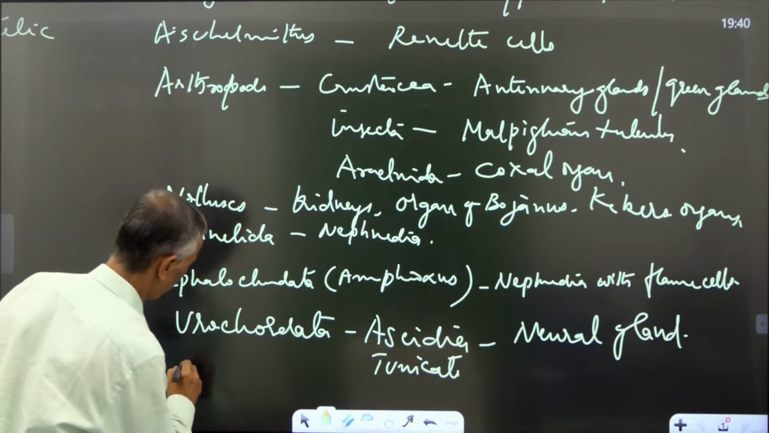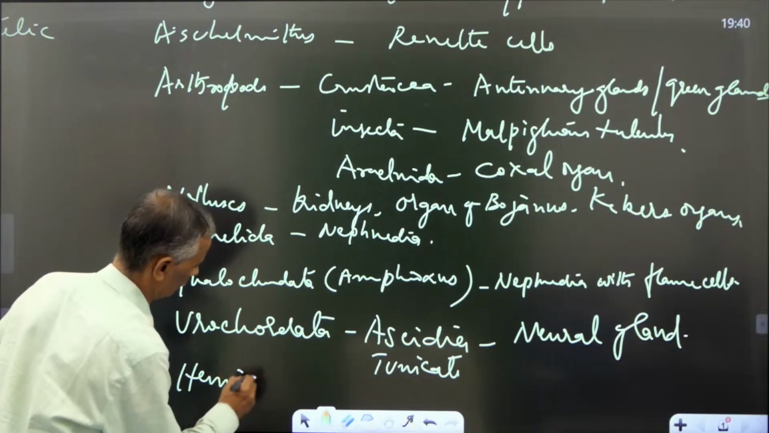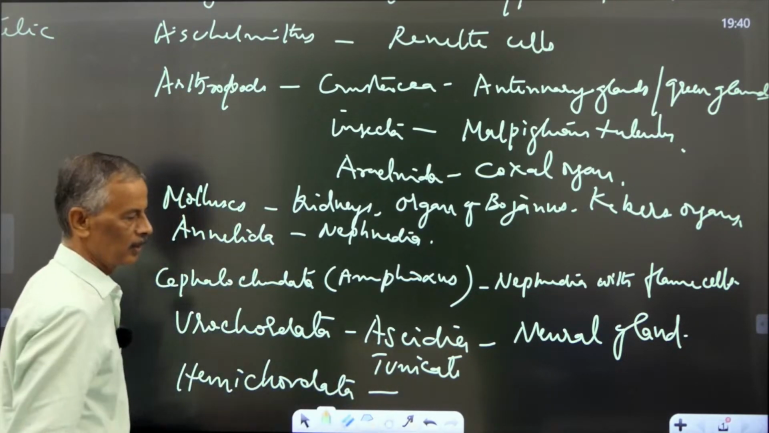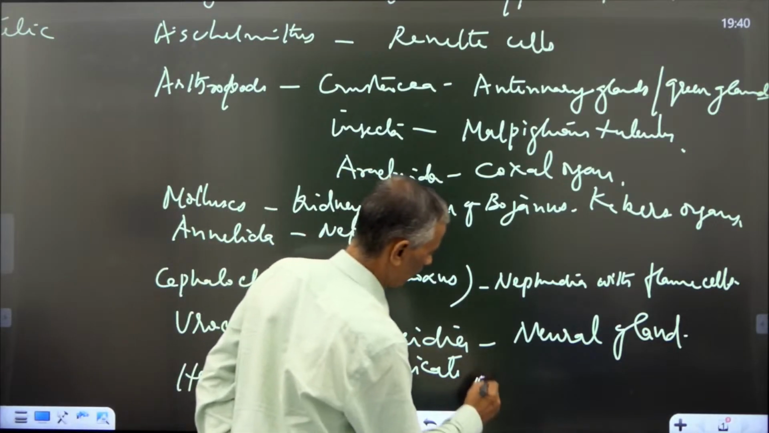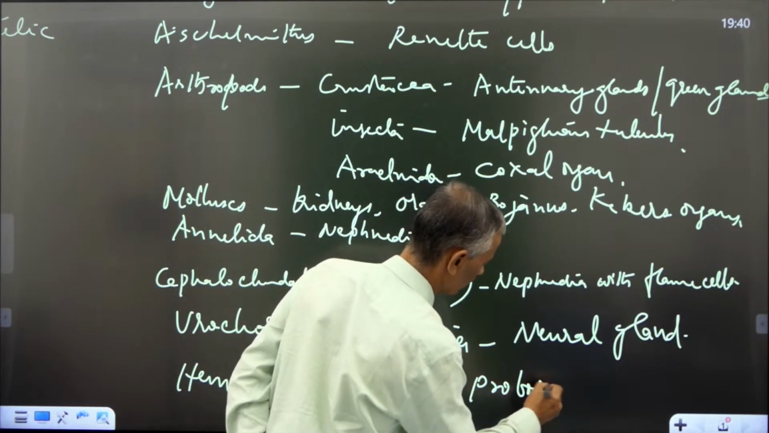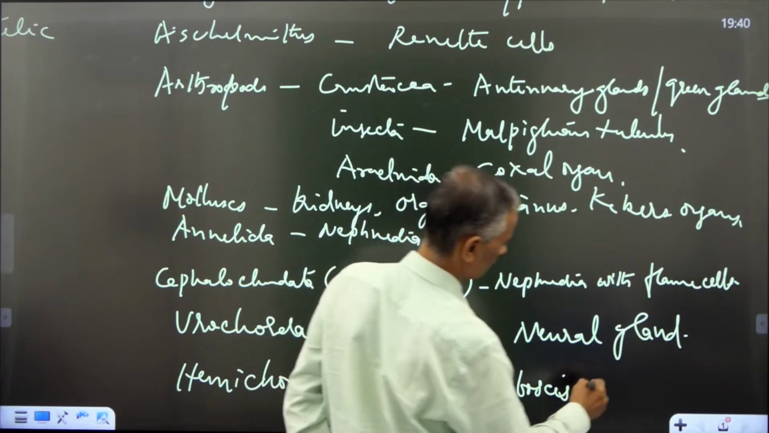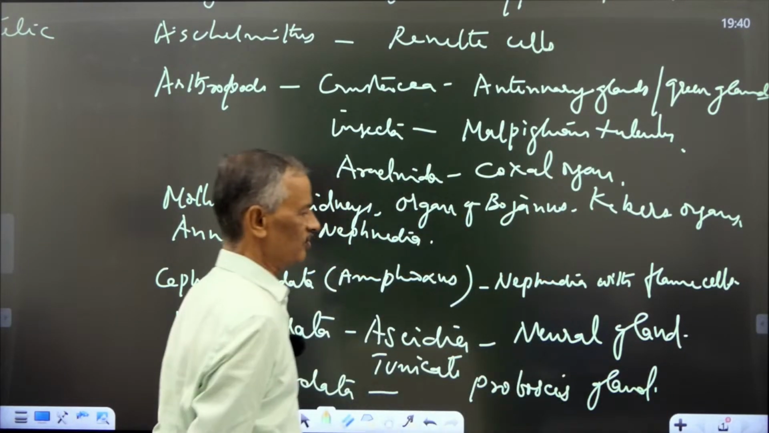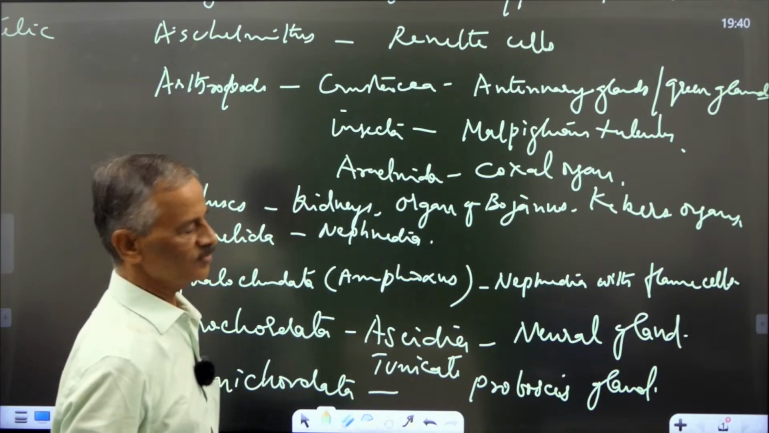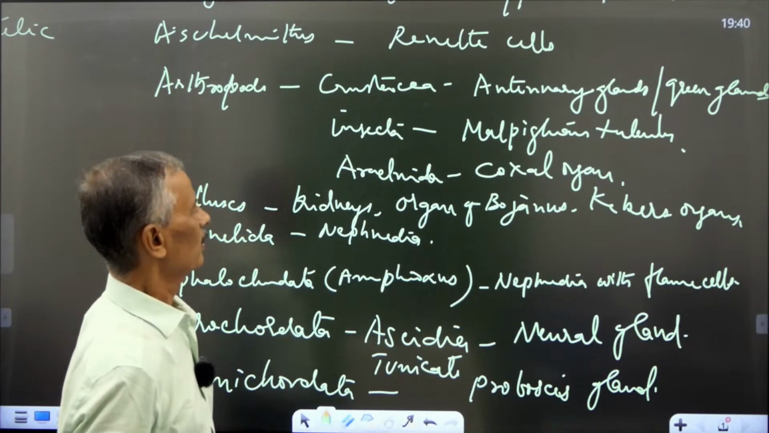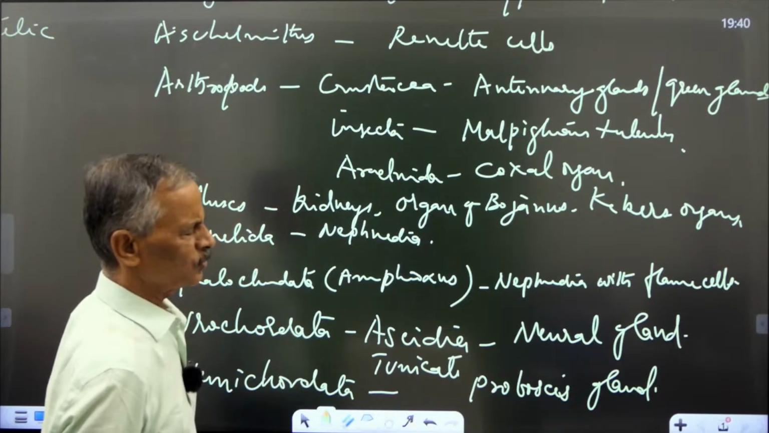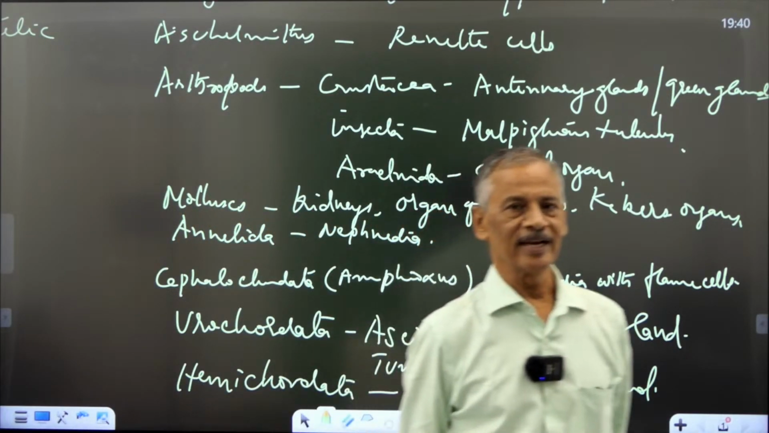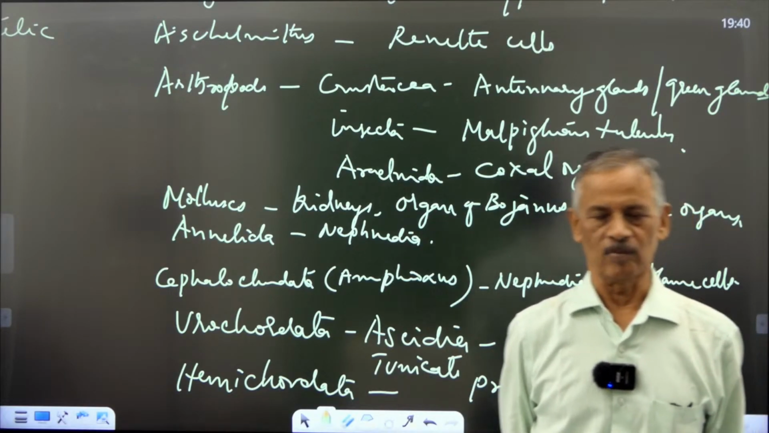In hemichordata, you are having an organ called proboscis organ, which is opening to the proboscis region, so it's called proboscis gland. So we are having so many different types of excretory organs in different types of animals.